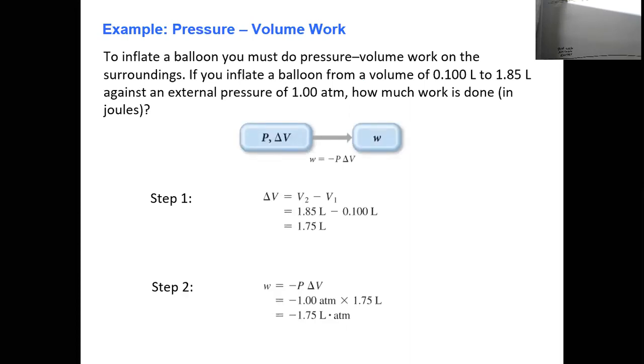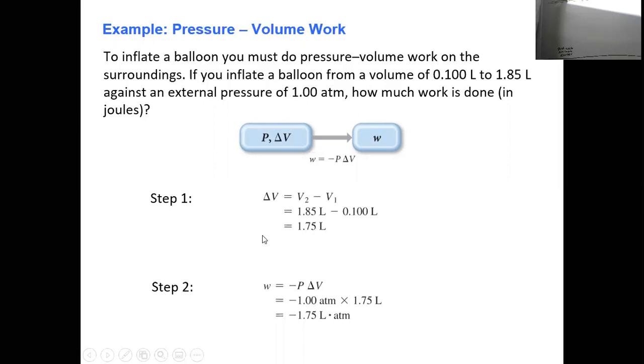First, I'm going to find my delta V. That's going to be final minus initial volume, so it's 1.75 liters. Then to find my work, I'm going to take 1.75 liters, multiply it by negative pressure, so negative 1.00 atmospheres. So I get a value of negative 1.75 liters times atmospheres.